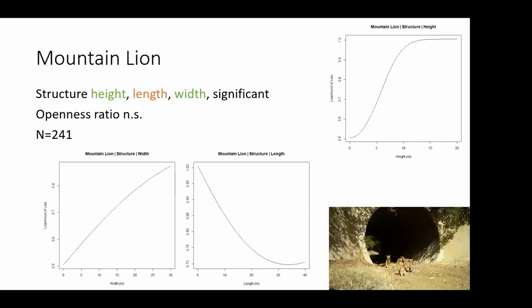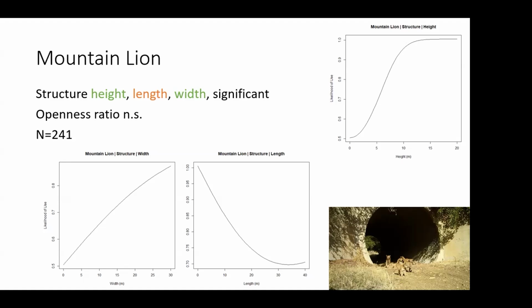So mountain lions, they like taller structures. They don't like them too long. They like them to be wide. It's kind of the opposite of bobcats. And for all of these, you can see the shape of the curves. And I want to point out that these aren't continuously linear into forever. If you look at the height there, it maxes out. And so at some height, it just doesn't matter for mountain lions how much taller it's going to be. And then for length, it also bottoms out. And at that point, it doesn't matter. If it's longer, they're just not going to use it.